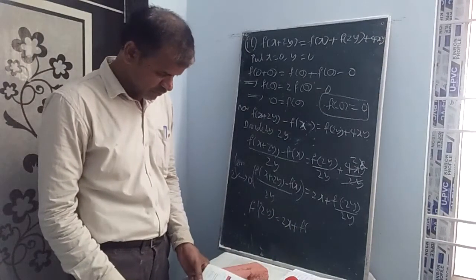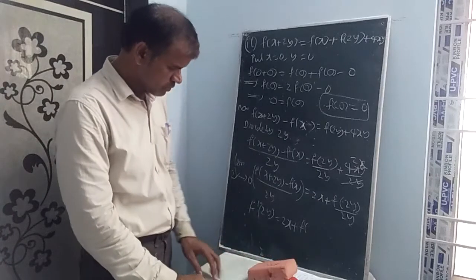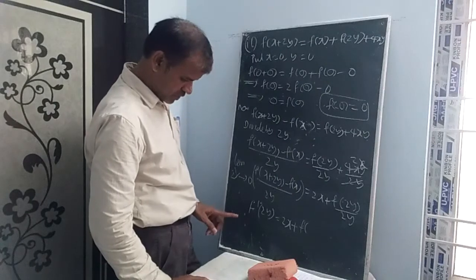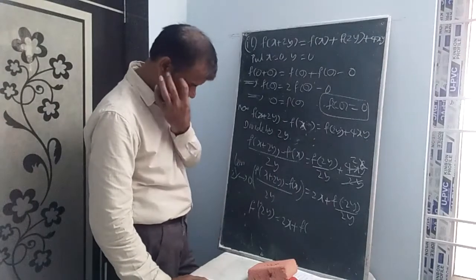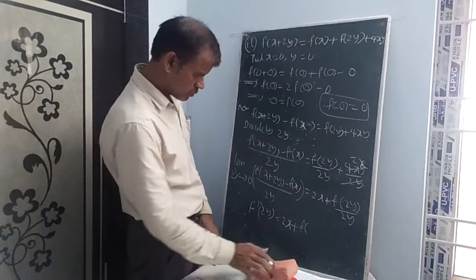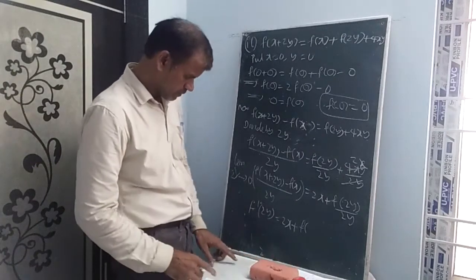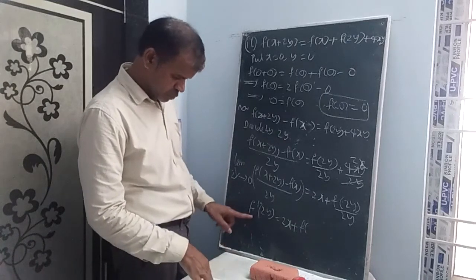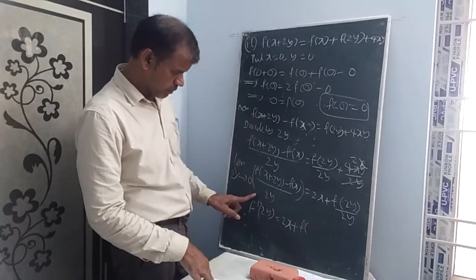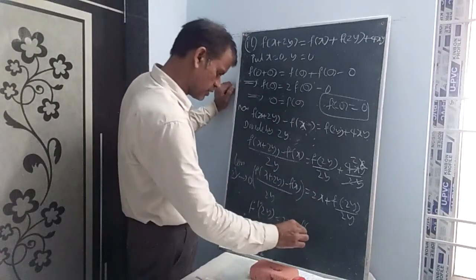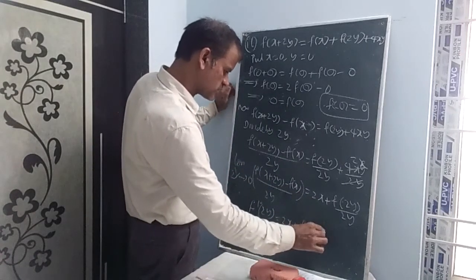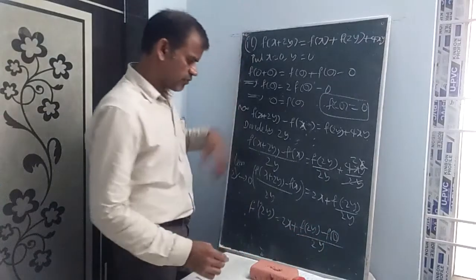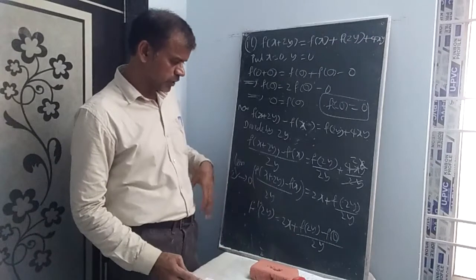Just once let us verify. f(2y)/2y. Everything right. f(x+2y) minus f(x), everything right. f dash x is equal to 2x plus f(2y)/2y. Now 2x plus this one you can understand, this is the value you should get the idea. f(2y) minus f(0) by 2y.